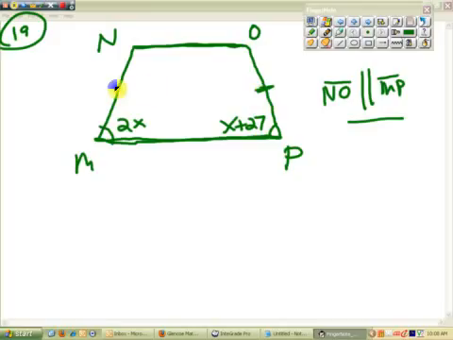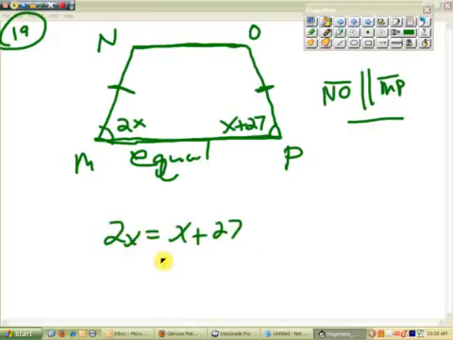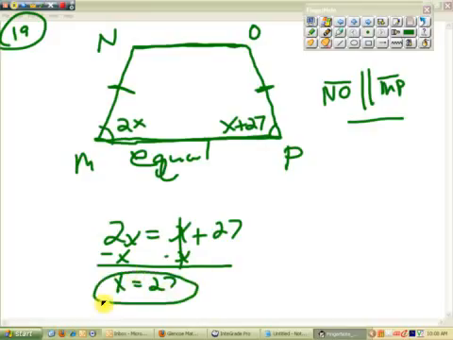Well, because this is an isosceles trapezoid, then these two angles here are equal. So 2x equals x plus 27. And when you subtract x here, this goes away. You're left with x equals 27. And they just want to know the value of x, so the answer is right there.